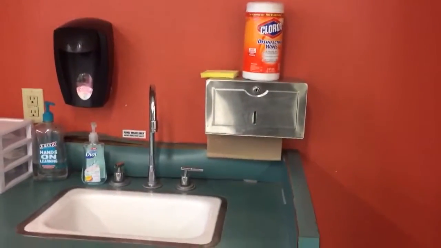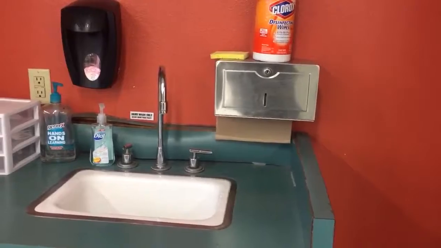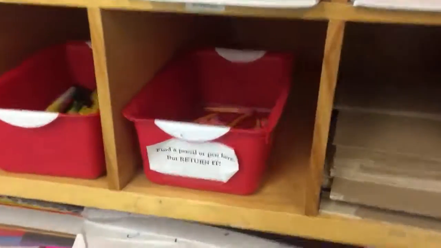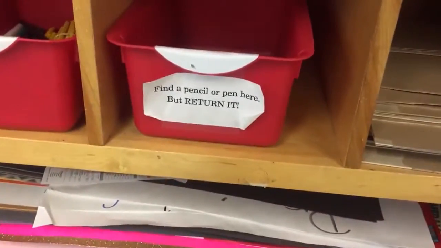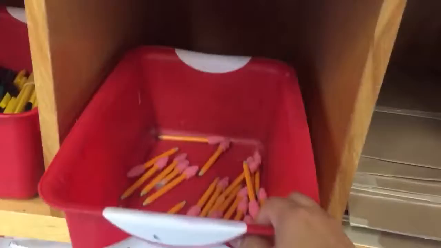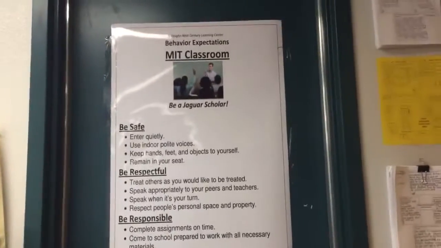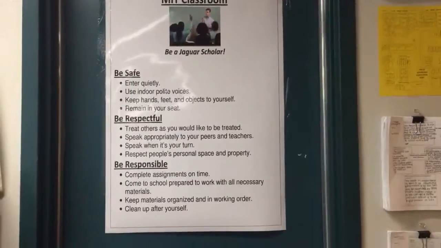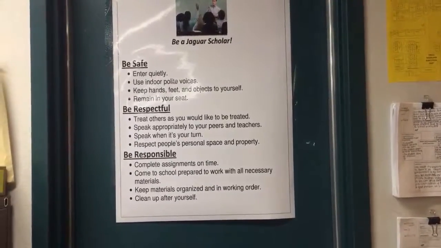So to the left of the cabinet, you will see the sink. The sink is always here for you if you ever need to wash your hands or just clean up a little bit. In the back of the classroom, there is a red container that has pencils in it. So if you ever misplace your pencil or need a pencil, that is the place that you go to. On this back door, you will see a poster that should be very familiar. It is the MIT Classroom Expectations. So you should always be safe, be respectful, and be responsible no matter whether you're in my classroom or anywhere on this campus.